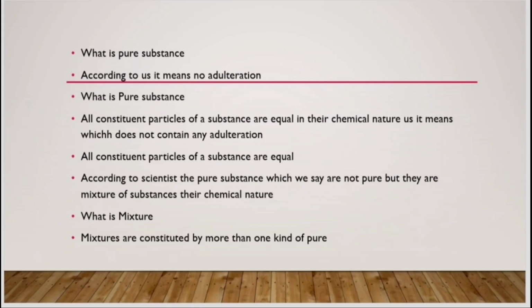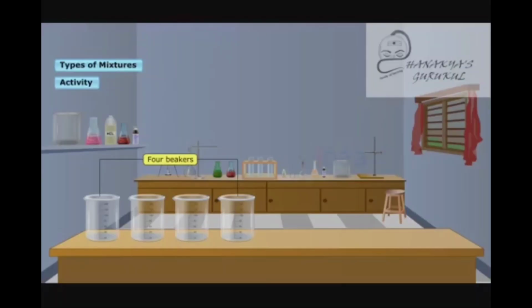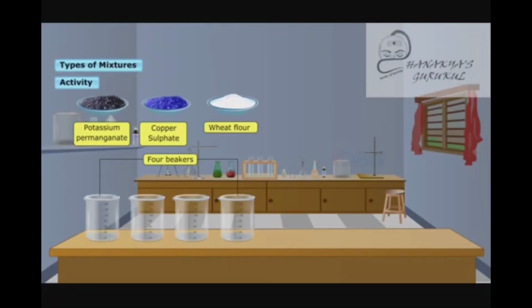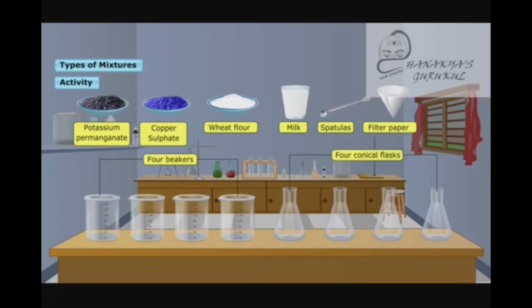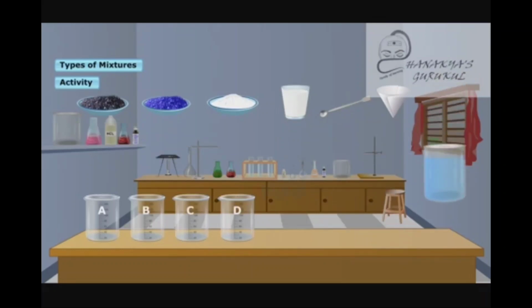Now I'll show you an activity which may help you to understand it better. You need 4 beakers, potassium permanganate and copper sulfate, wheat flour, milk, spatulas, a filter paper, 4 conical flasks and water. Label the 4 beakers as A, B, C and D. Fill all the beakers up to the 100 ml mark.